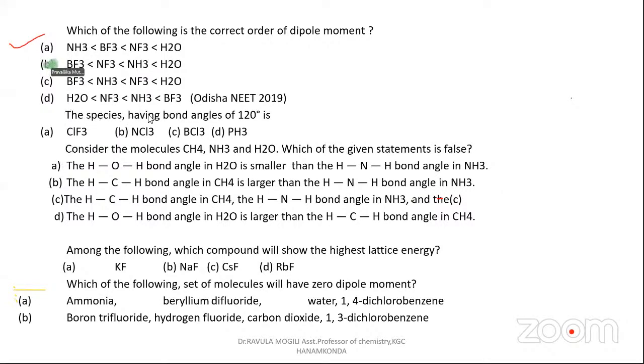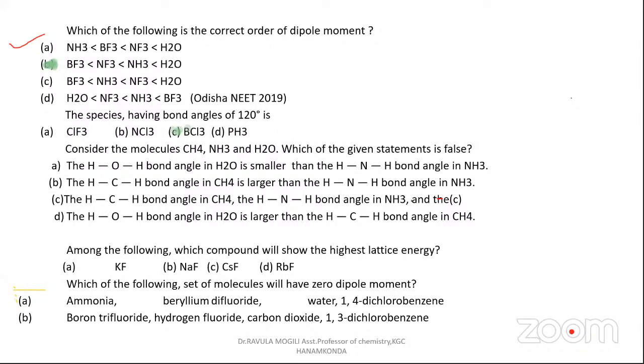Next one, the species having bond angles of 120 degrees. Which one is 120 degrees? ClF3, the bond angle is 90 degrees and almost all 90 degrees. NCl3 is nearest to 107 degrees. Boron trichloride, this is 120 degrees. PH3 is 92 degrees. So here BCl3 is correct.